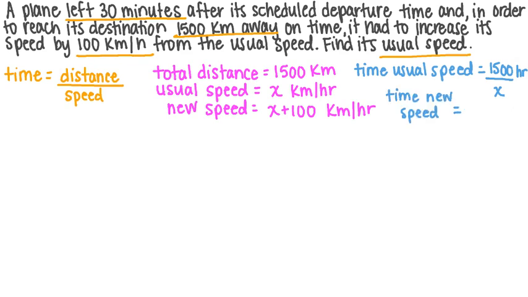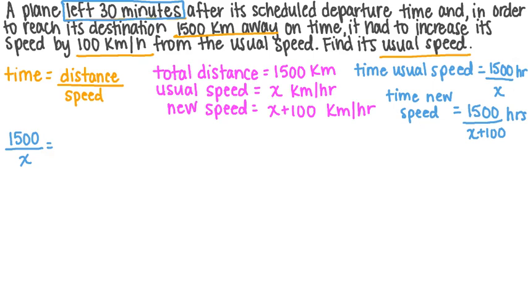So the time it would take if we used the new speed, the speed that had been increased, would be the same distance, but the speed was increased by 100. So it's 1,500 divided by x plus 100, and that would also be in hours. So there's another detail that we know about time. We know that it arrived on time, but it left 30 minutes late. So the distances were the same, but the time and speed had to be a little bit different. Our goal is to solve for x, to find the usual speed.